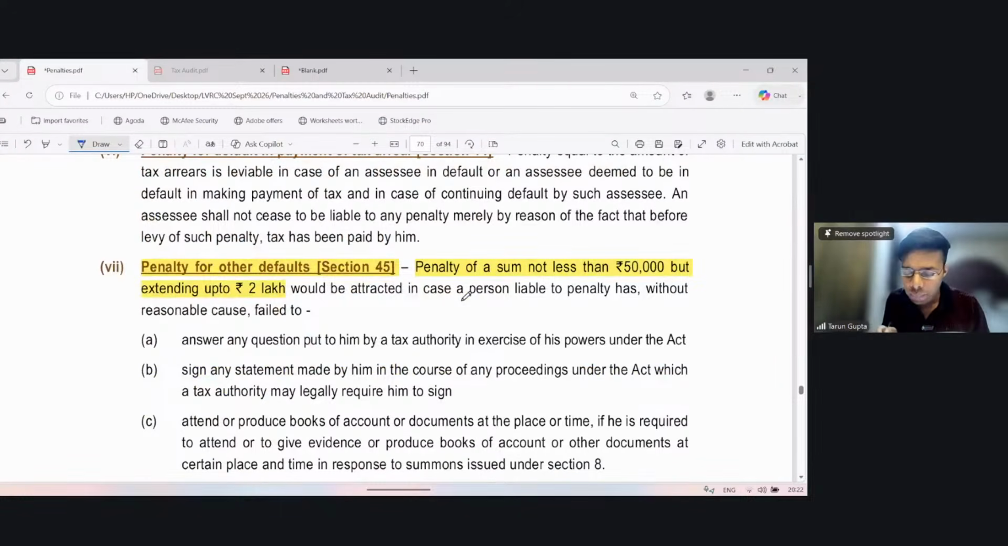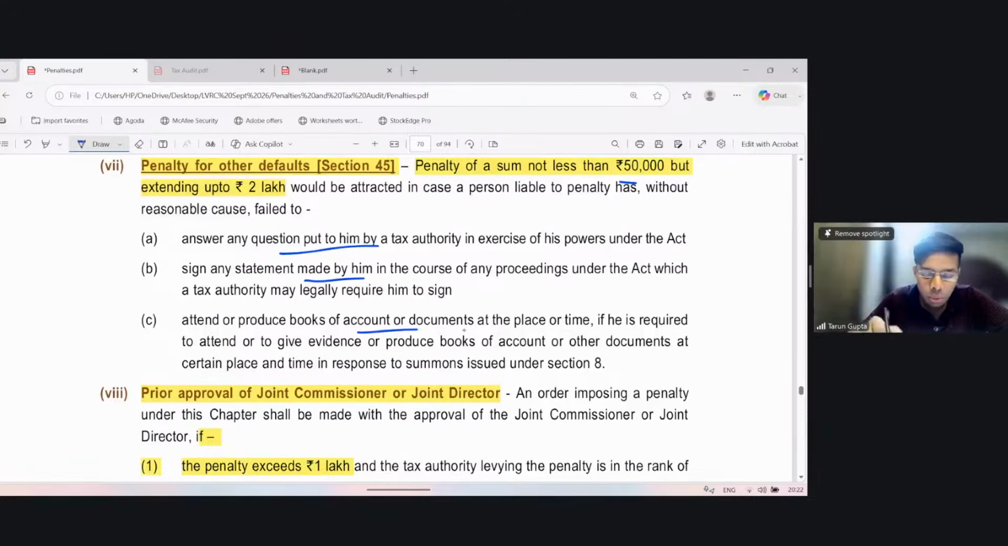Now there is a penalty for other defaults ranging from 50,000 to 2 lakh. And what are the defaults? If the assessee failed to answer any question put to him by the tax authority, or failed to sign any statement made by him in the course of proceedings under this Act, or failed to attend or produce books of account or documents at the place or time required in response to a summons issued under section 8.